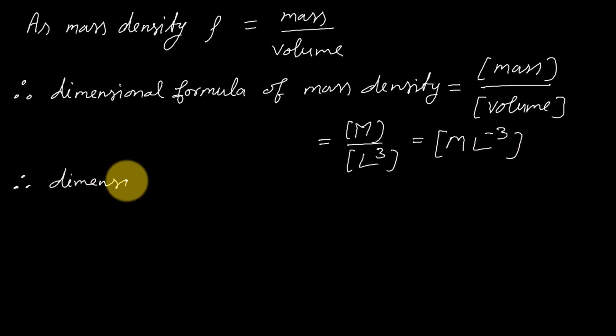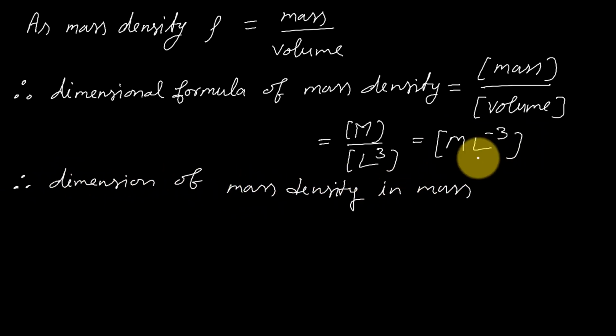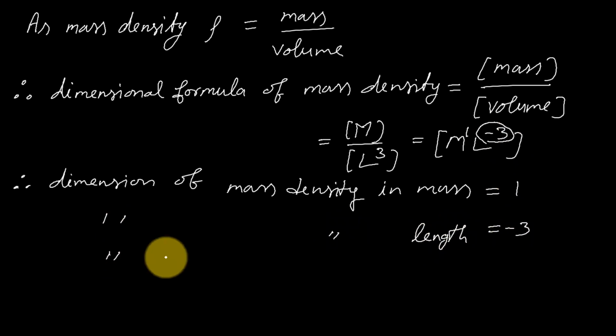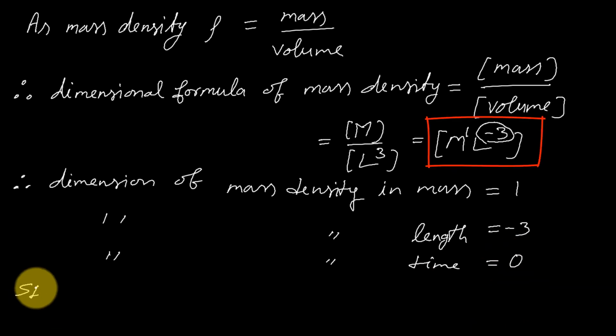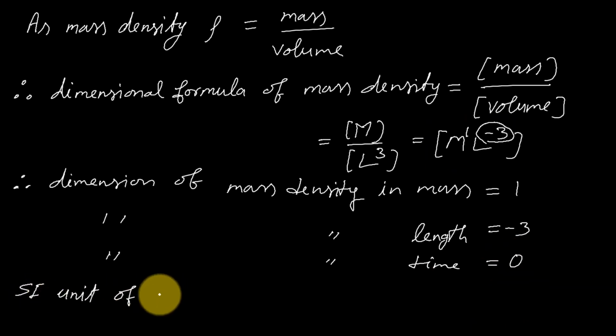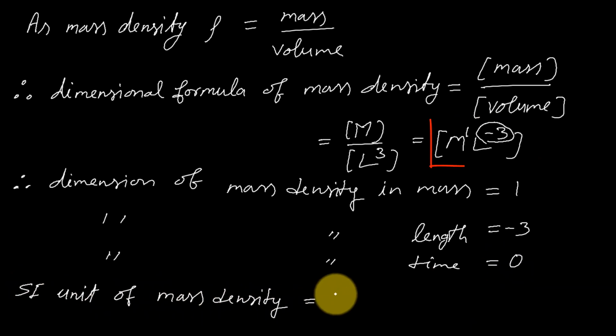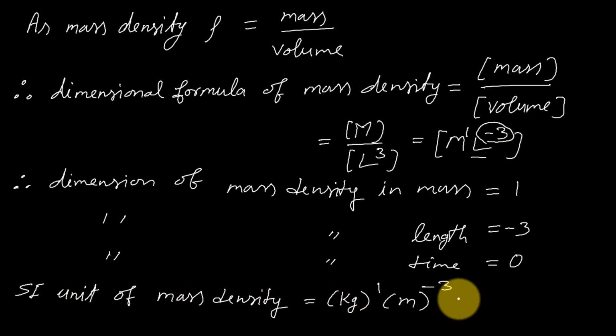Therefore, the dimension of mass density in mass is equal to 1. It is the power of M in this expression. And the dimension of mass density in length is equal to minus 3, the power of L in this expression. And the dimension of mass density in time is equal to 0. It is the power of T in this expression. The SI unit of mass density in terms of fundamental units is equal to kg to the power 1, meter to the power minus 3, which is kg meter to the power minus 3.